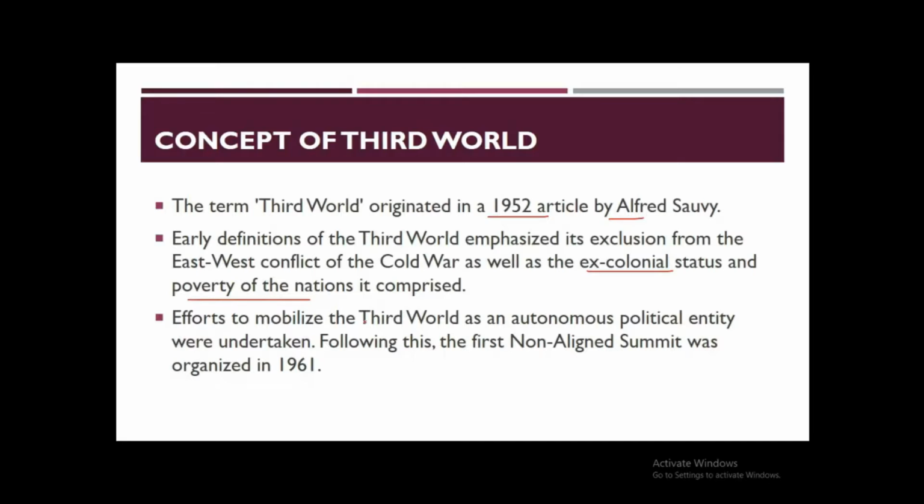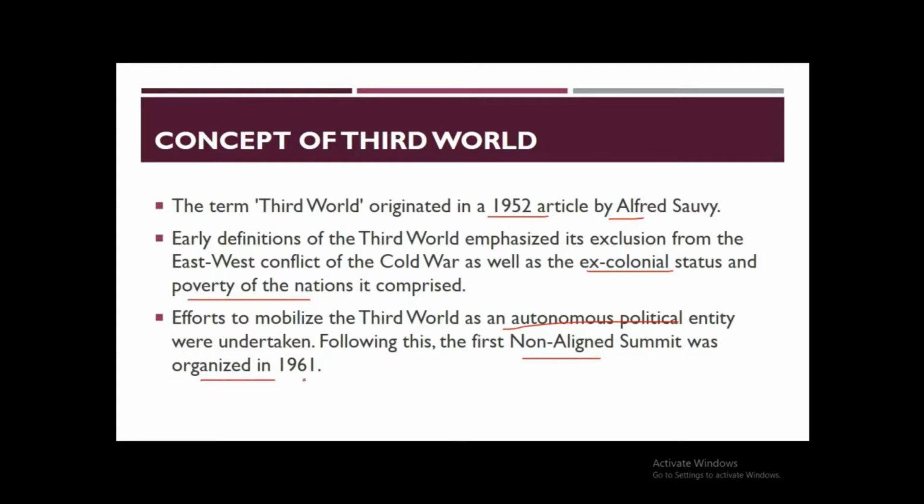Efforts to mobilize the third world as an autonomous political entity were undertaken. Following this, the first non-aligned summit was organized in 1961, and the states that were in the front line of the non-aligned movement were India and the former Yugoslavia. These were the most prominent states in that, and I think Venezuela was also in it.